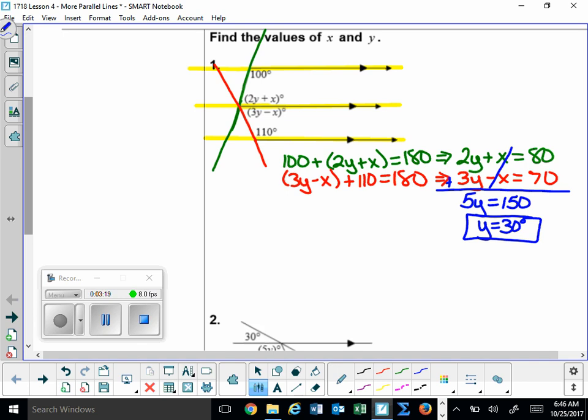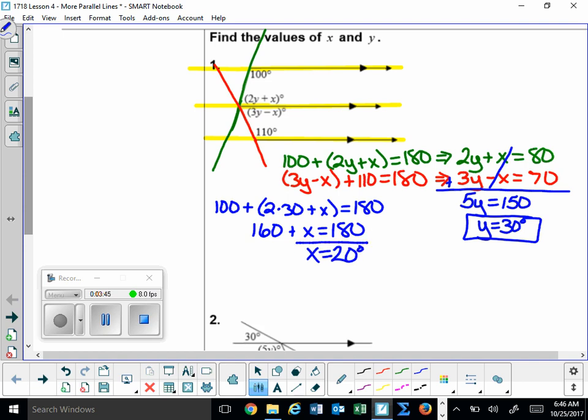I'm almost there. Take that y value and go back to one of these original equations. It doesn't matter which one. I'm going to pick the green equation. 2 times 30. Substitute for y and solve for x. So this is going to be 160 plus x equals 180. X equals 20 degrees. By adding multiple lines and adding an extra variable, we really increase the rigor or difficulty of this problem. And you have to pull on your Algebra 1 skills to be successful.